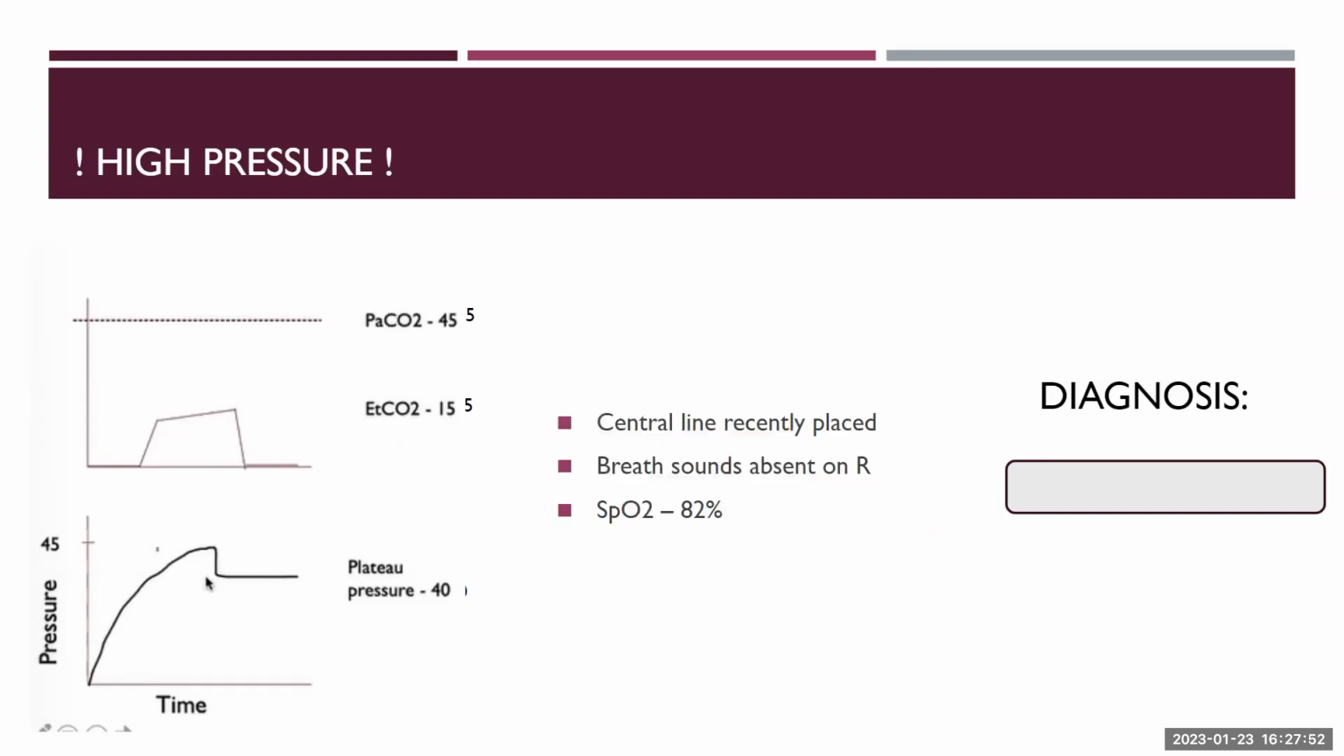You look at the patient. Let's look at the patient. All right, so they got a central line recently placed. There's absent breath sounds on the right side, and their SpO2 is 82%. So it seems like they might have a pneumothorax, meaning that there's ineffective ventilation essentially, which is best reflected by the CO2.